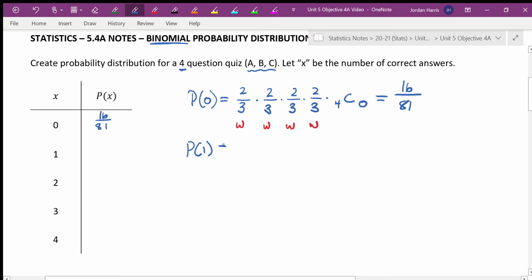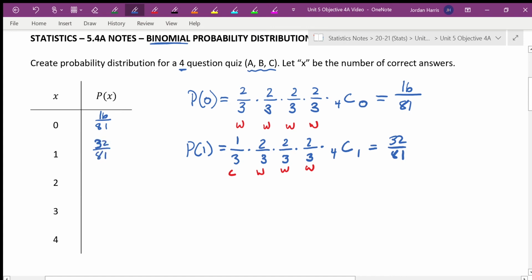Then we have to do it again. Now is the probability of getting 1 correct. So I'm getting 4 fractions, combinations, 1 of them correct, 3 of them wrong. It's a 1/3 chance of getting it correct. 2/3 of getting them wrong. 4 questions, 1 correct. Multiply across, and we will get 32 out of 81, which is actually the most likely outcome.